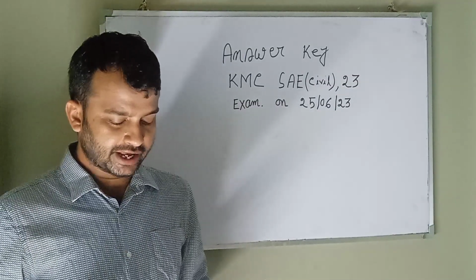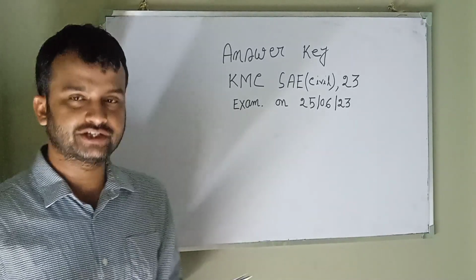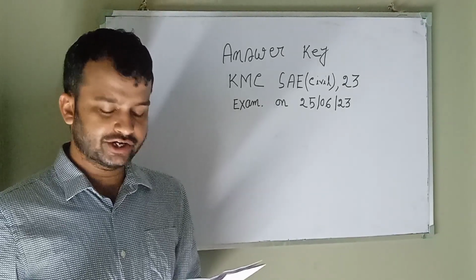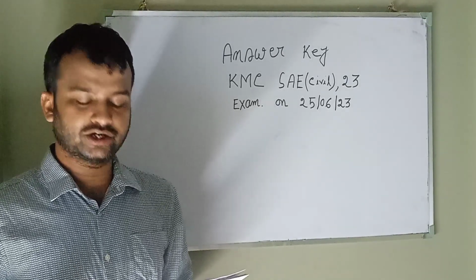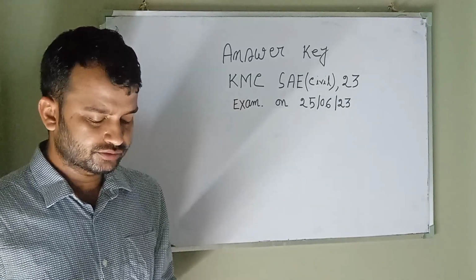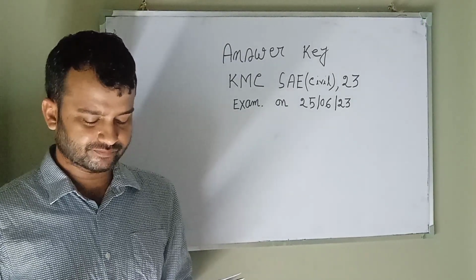Next question number 8. The slenderness ratio of lacing bar should not exceed option A 100, option B 180, option C 120, option D 145. So here the correct answer is option D, 145.